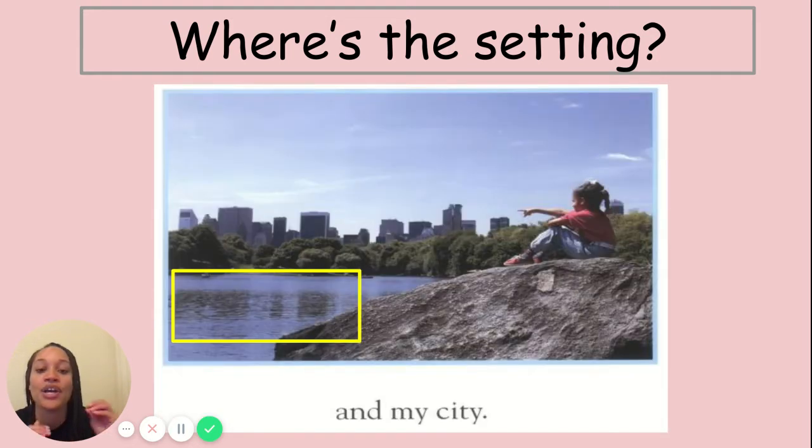Oh, that's the sky. You're going to help me identify where the story takes place on this page. Give me a thumbs up if you see the rectangle already on this page. Good. What is the rectangle showing? Yep, it's showing water. Where do we usually find big bodies of water at? Yep, outside. Let's see what else we can spy with our eyes.